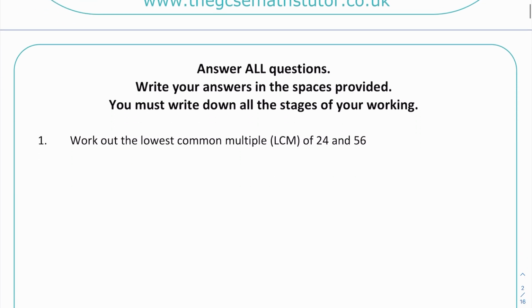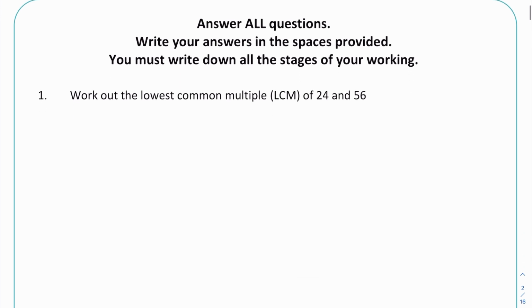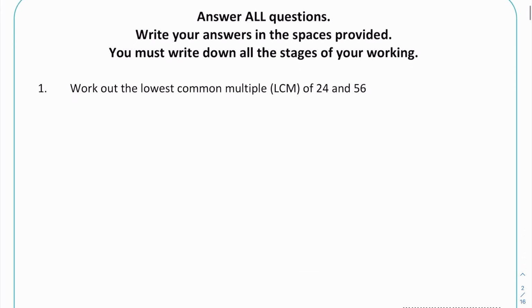Obviously don't rely on this solely as your revision, it is just an additional bit of practice and an additional paper with some really good variety of questions. So starting with question 1, we've got work out the lowest common multiple of 24 and 56.